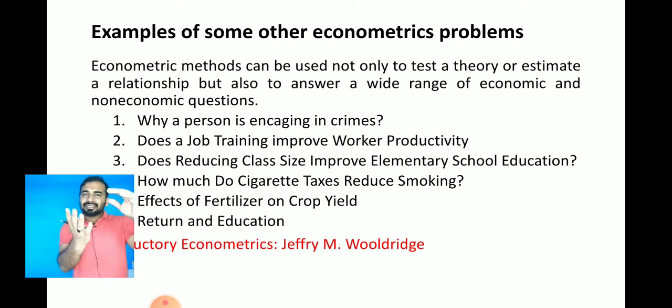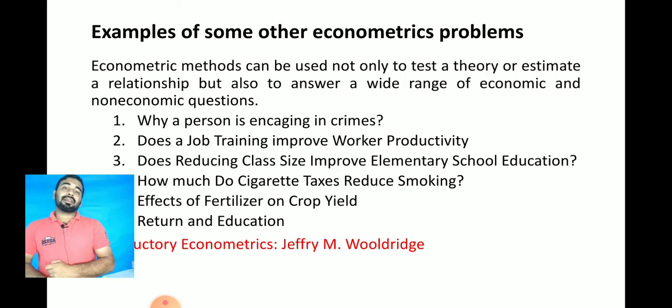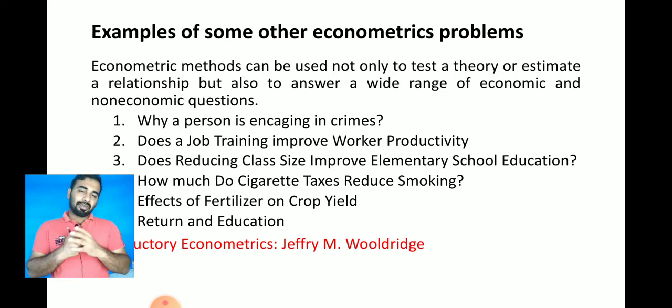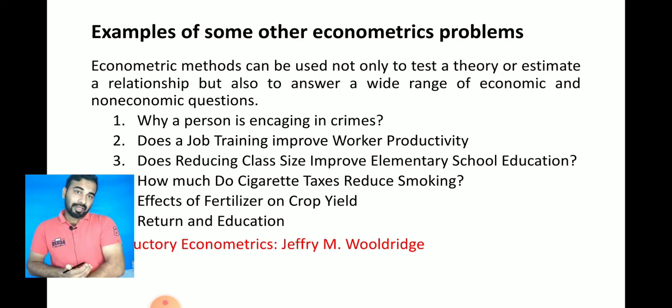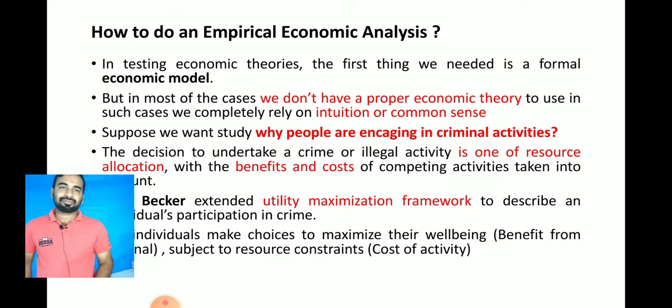All these six examples are taken from a book by Wooldridge, Introductory Econometrics. I will discuss only one or two examples from here. If you want more examples, you can go to the Wooldridge textbook, Introductory Econometrics. Clear? Yes. So let me discuss the first one: why are some people engaged in criminal activities?